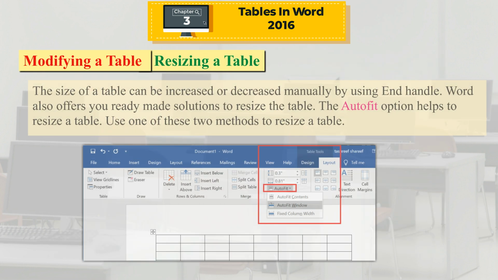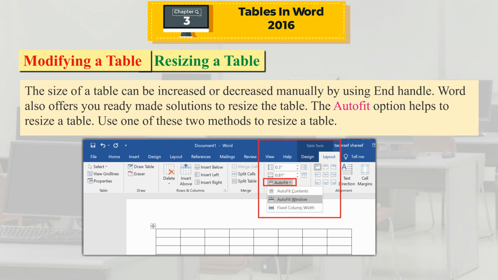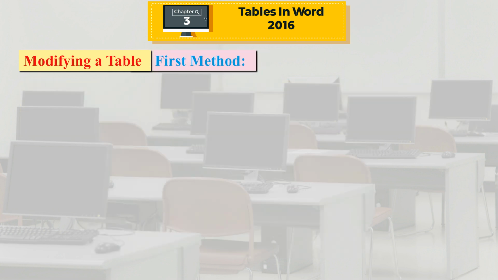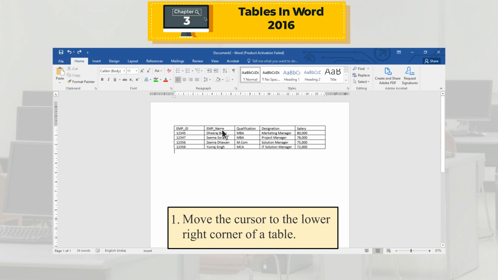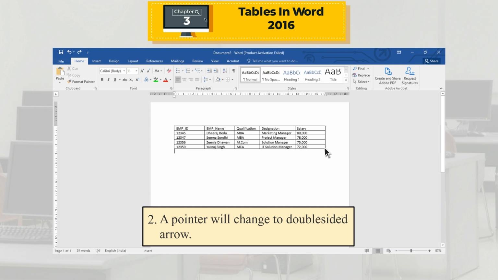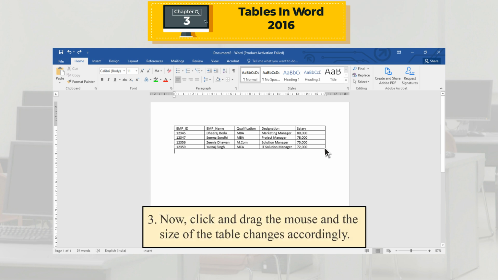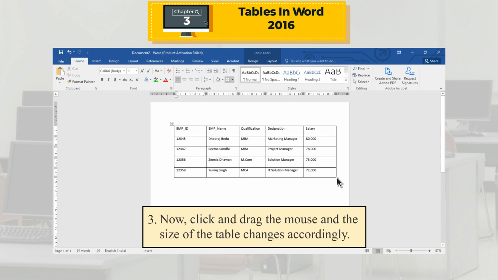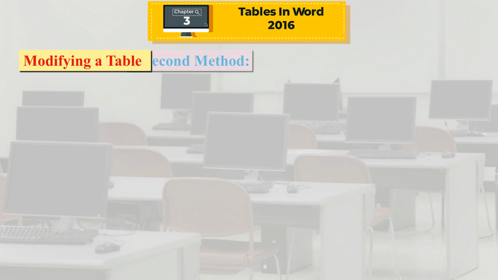Resizing a table. The size of a table can be increased or decreased manually by using End handle. Word also offers you ready-made solutions to resize the table. The AutoFit option helps to resize a table. Use one of these two methods to resize a table. First method. 1. Move the cursor to the lower right corner of a table. 2. A pointer will change to double-sided arrow. 3. Now click and drag the mouse and the size of the table changes accordingly.